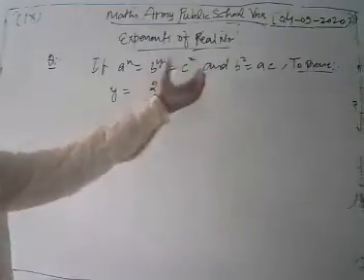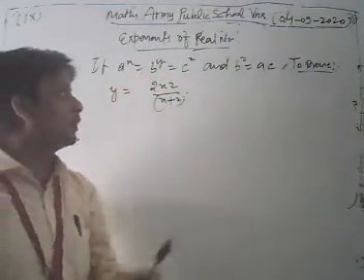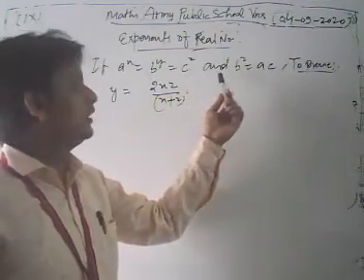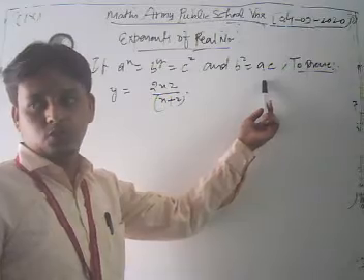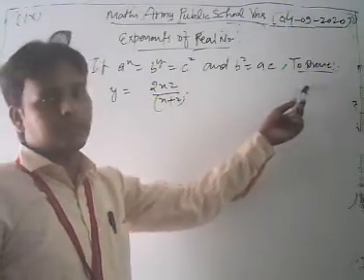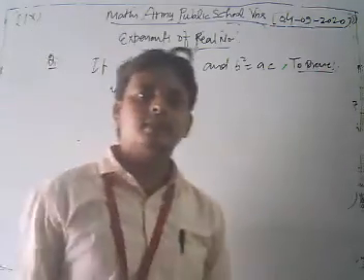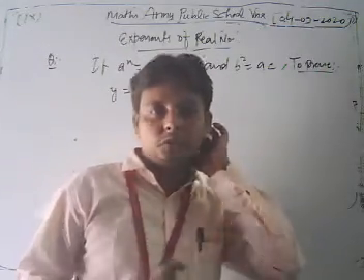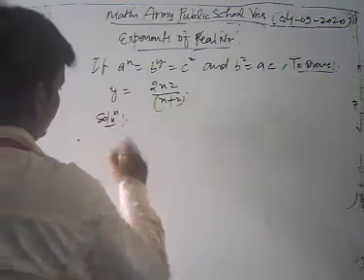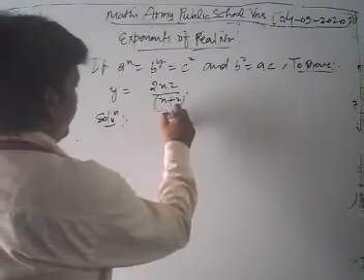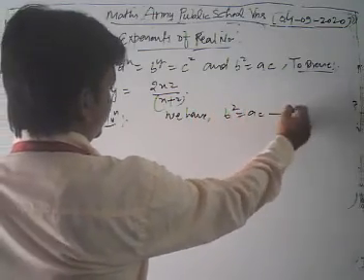Here, this is a very important question. Here we have a to the power x is equal to b to the power y is equal to c to the power z, and b square is equal to ac. This is the given relation. Okay, and we have to show that y is equal to 2xz upon x plus z. Let's see its solution, dear students. First we have the relation b square is equal to ac. Take it as equation number 1.